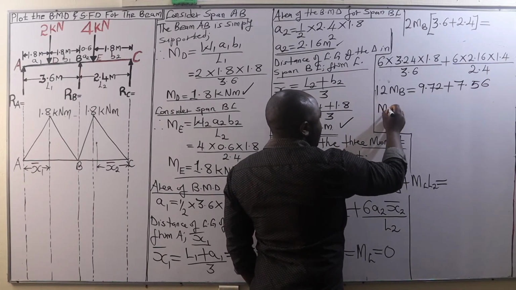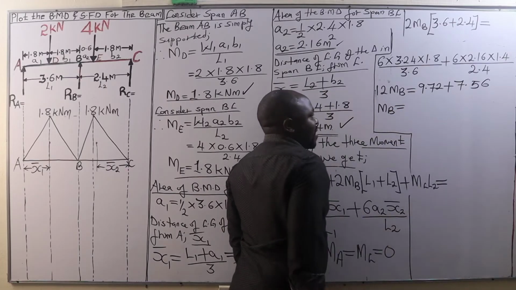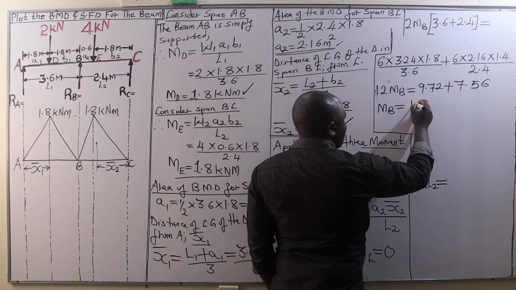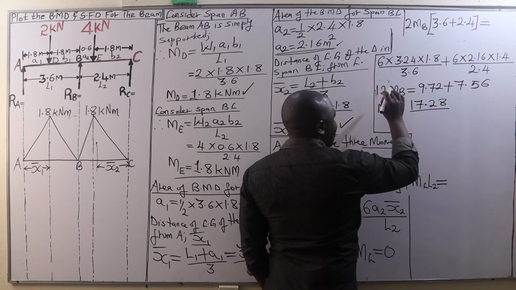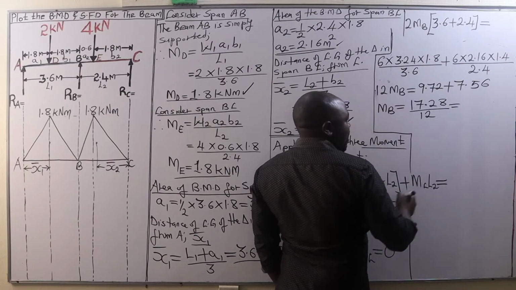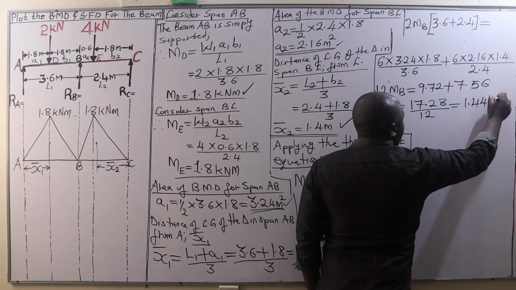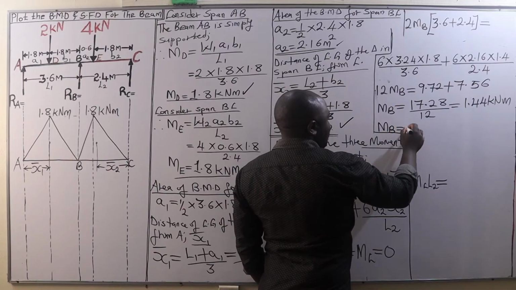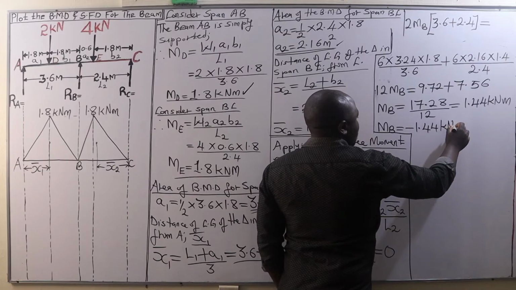Therefore, MB is going to be equal to, when we add 9.72 plus 7.56, that is going to give us 17.28. Then we divide by 12, and therefore the bending moment at B is going to give us 1.44 kilonewton meter. Now the bending moment at B is going to be negative 1.44 kilonewton meter.